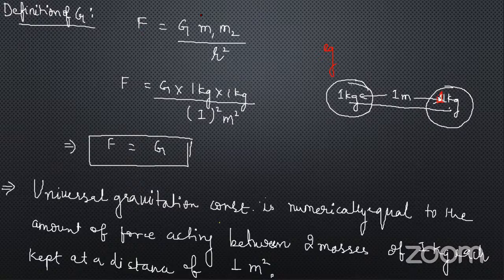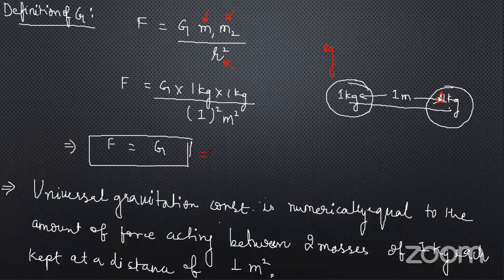All you need to do is put the value of m1 as 1 kg, m2 as 1 kg, and the distance between them is 1 meter, so 1 square will be there. I've put the values here, 1 into 1, 1 divided by 1, everything becomes 1 only. So the force which exists between two masses having 1 kg mass each and kept at a distance of 1 meter is coming out to be G.